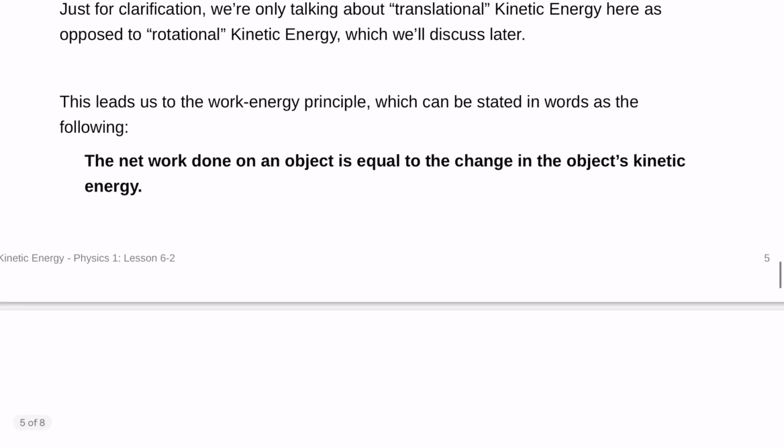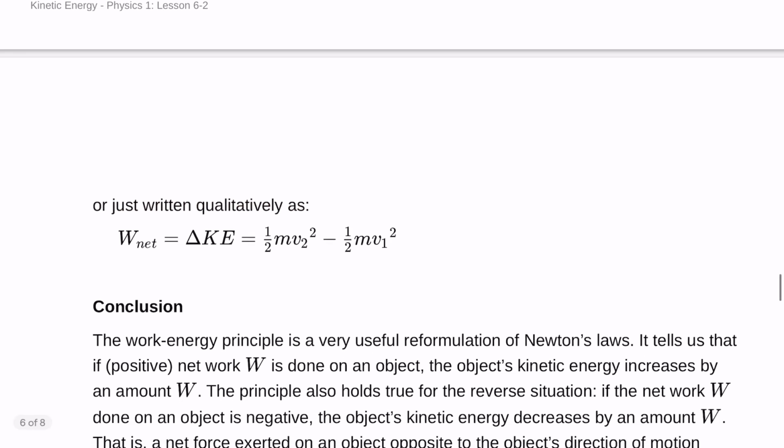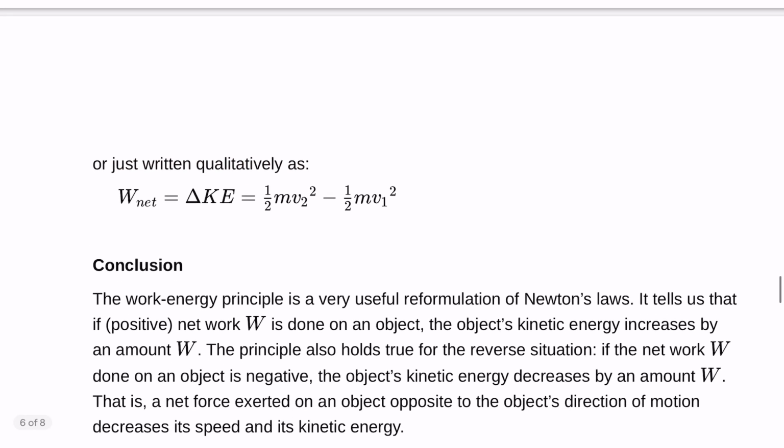All right, if you want that quantitatively, then it's just here. We just derived it up there, but you see it here now. So in conclusion, the work energy principle is a very useful reformulation of Newton's laws. It tells us that, and you'll see this in a couple of the practice problems, if positive net work is done on an object, then the object's kinetic energy increases by an amount equal to the work that was done on it. And that means that work and energy are both going to be in joules.